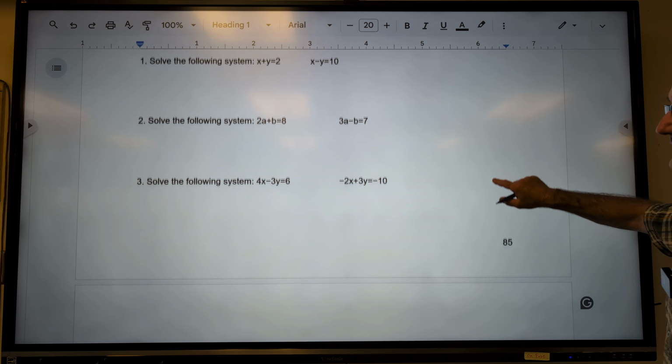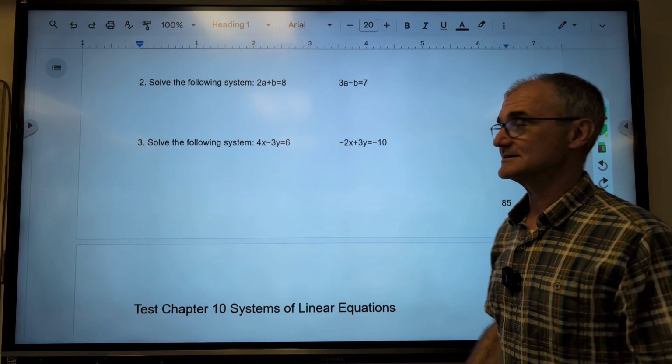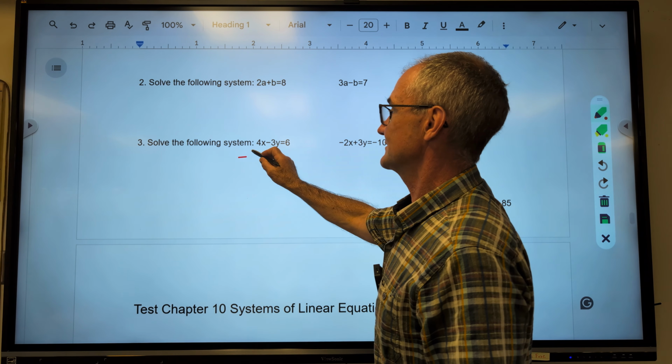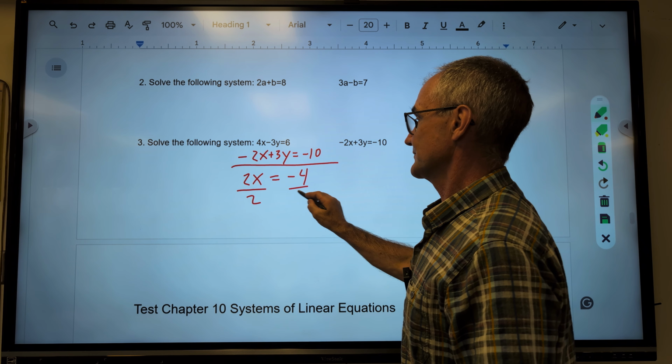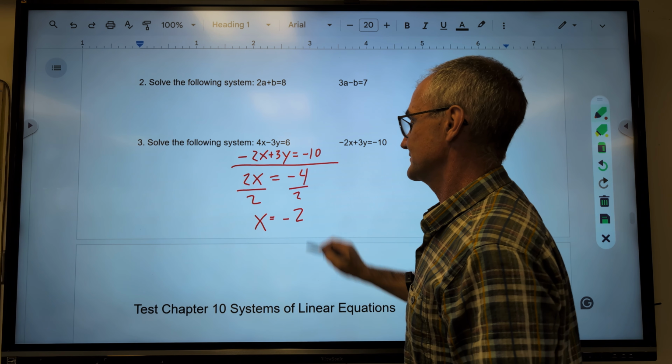On number 3 here, I'm going to multiply because they're not going to line up. So, oh no, they are. That 3y and the negative 3y will line up, so I don't have to multiply. I was going to multiply this one by 2 to get rid of the x's, but they're going to line up. So I have negative 2x plus 3y is equal to negative 10. I add straight down. 4x minus 2x is 2x. My y's cancel. 6 and negative 10 is negative 4. Divide both sides by 2, and x is equal to negative 2.